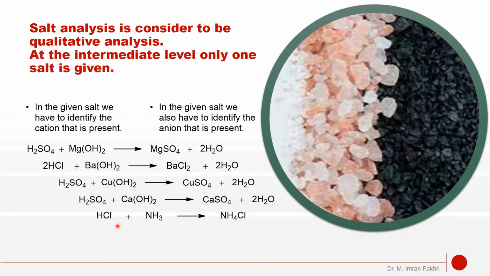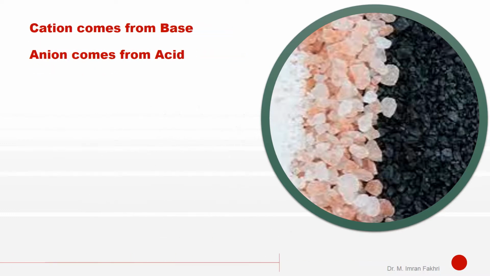Ammonia reacts with HCl. This is a different sort of reaction. Ammonia is a Lewis base that is going to react with the acid to form ammonium chloride, while the above four reactions are between acid and bases. Similarly, when acetic acid reacts with lead oxide, that is the metal oxide, they are also going to give us salt and water. Cation comes from base, anion comes from acid.